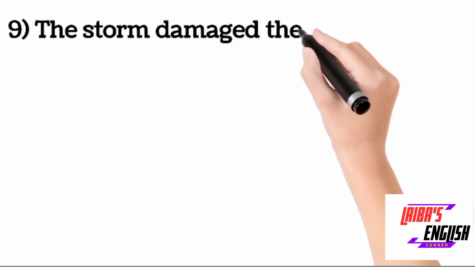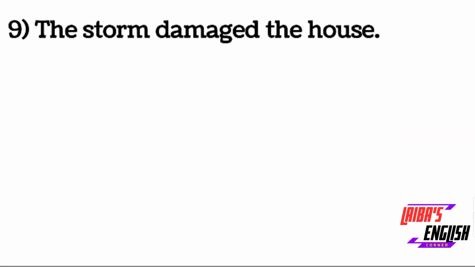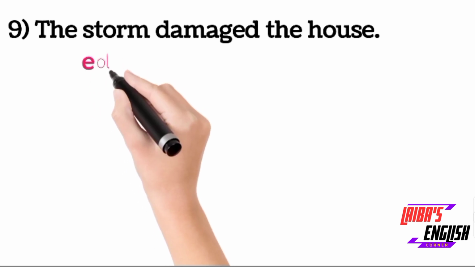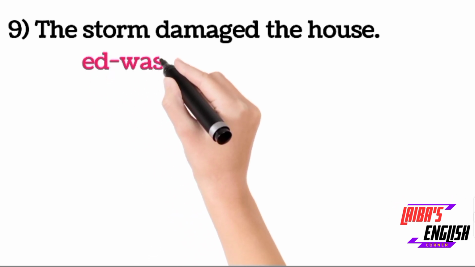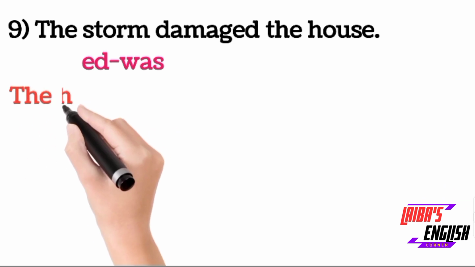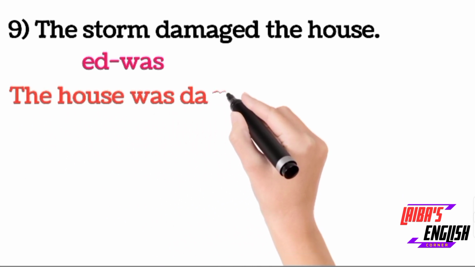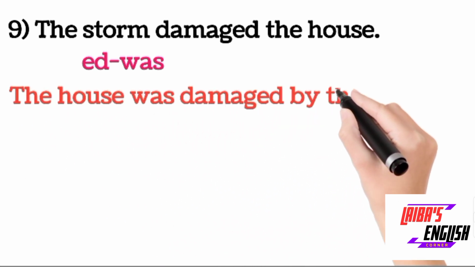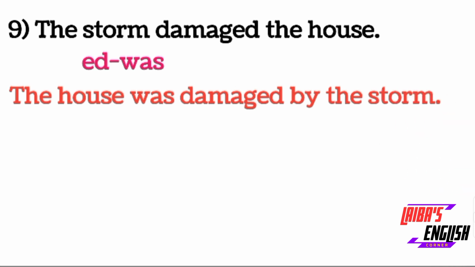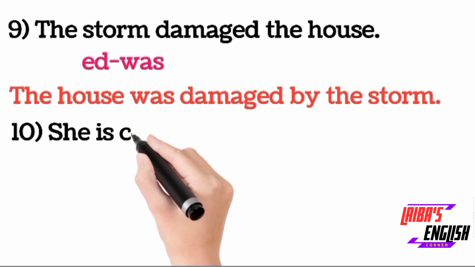Ninth example is the storm damaged the house. So here ed is used. So whenever there will be ed, we will use was and were because it is a past tense. So the house, we will use it as the subject. So the house was damaged by the storm. So we have to use by before the subject.